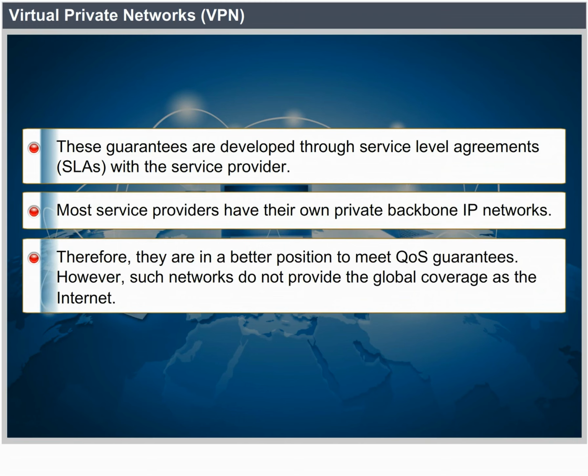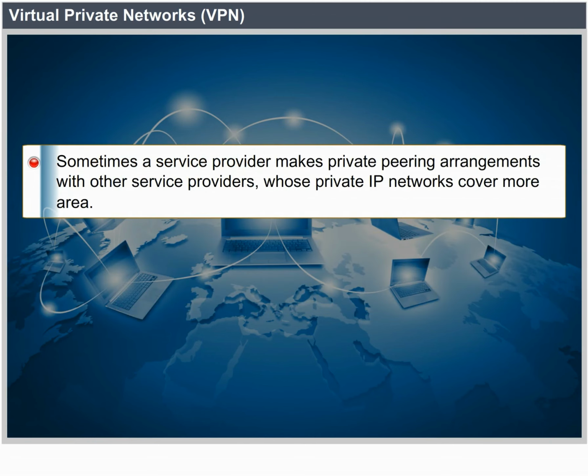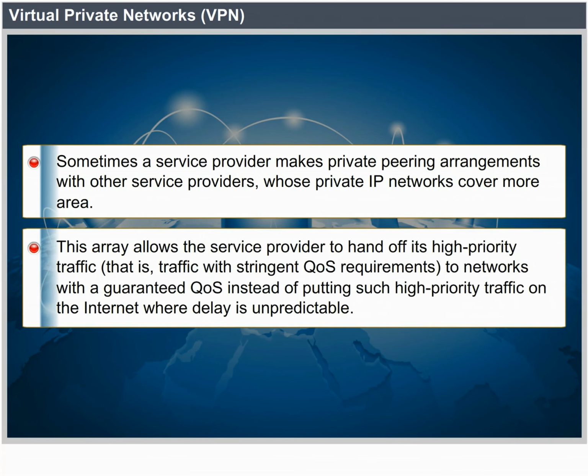Sometimes a service provider makes private peering arrangements with other service providers whose private IP networks cover more area. This arrangement allows the service provider to hand off its high-priority traffic, that is, traffic with stringent QoS requirements, to networks with a guaranteed QoS instead of putting such high-priority traffic on the Internet where delay is unpredictable.